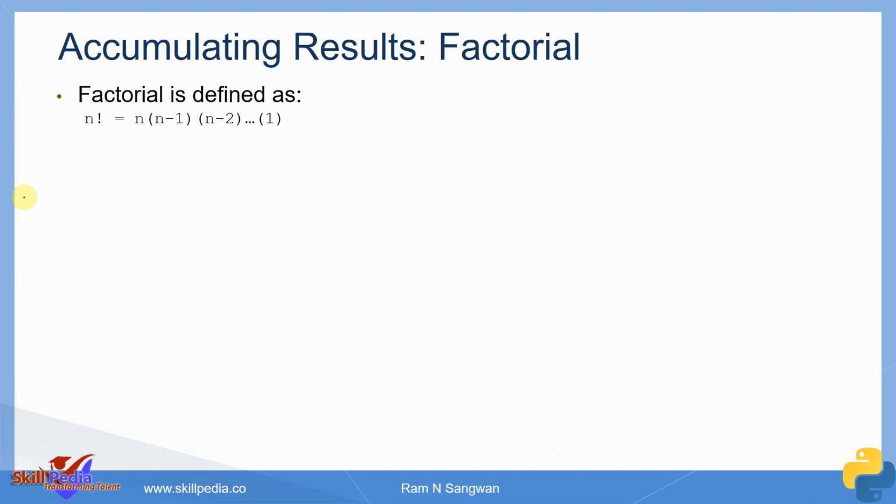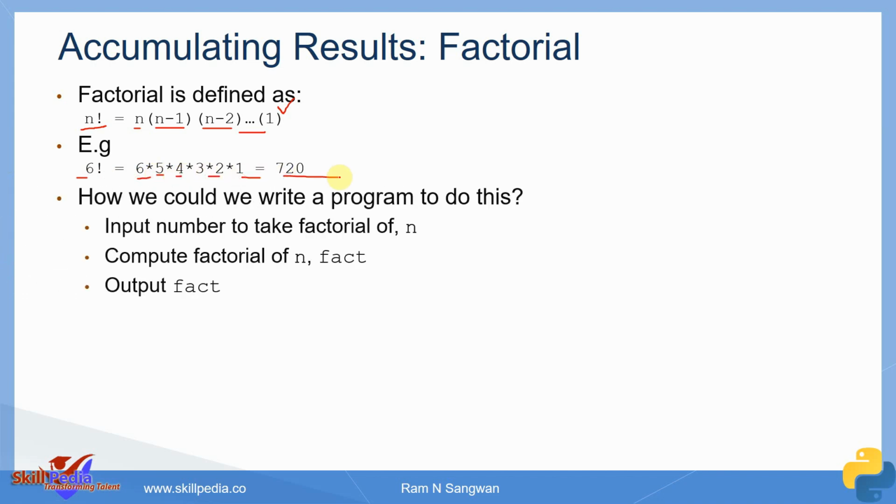Factorial example. You need to understand factorial first. N factorial is equal to n multiplied by n minus 1 multiplied by n minus 2, and continue doing so till you reach 1. For example, 6 factorial is 6 multiplied by 5 multiplied by 4, 3, 2, 1. That gives you this. The question is how to write a program to do it.